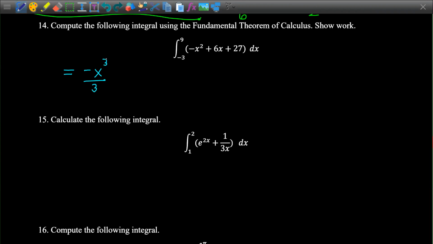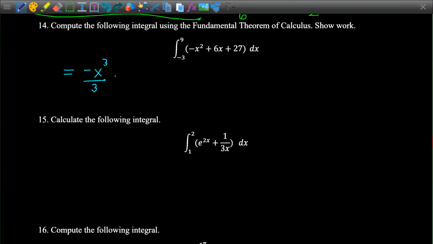And you can check this as you go. If we differentiate this, 3 times negative 1 would be negative 3, and that's over 3. So that's going to be a negative 1 times x to the 3 minus 1, which would be x squared. So that's altogether minus x squared, which is what we started with. So that was the correct antiderivative.